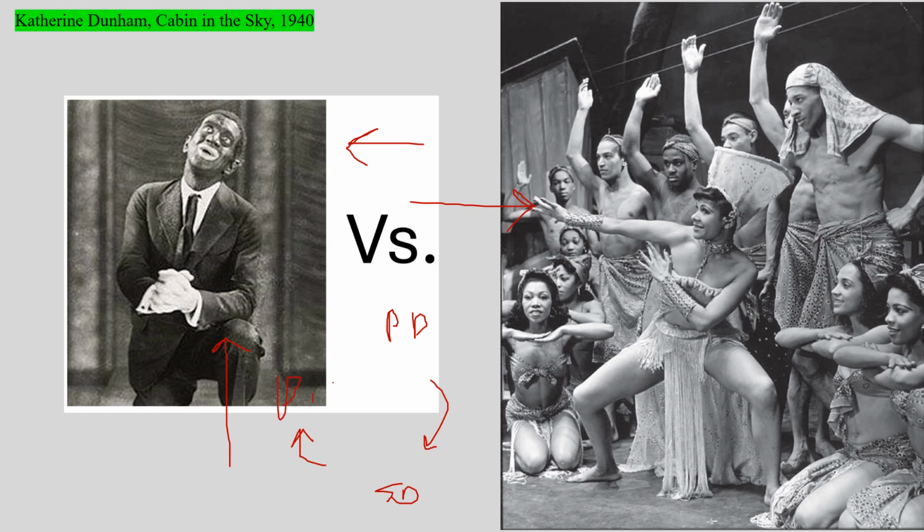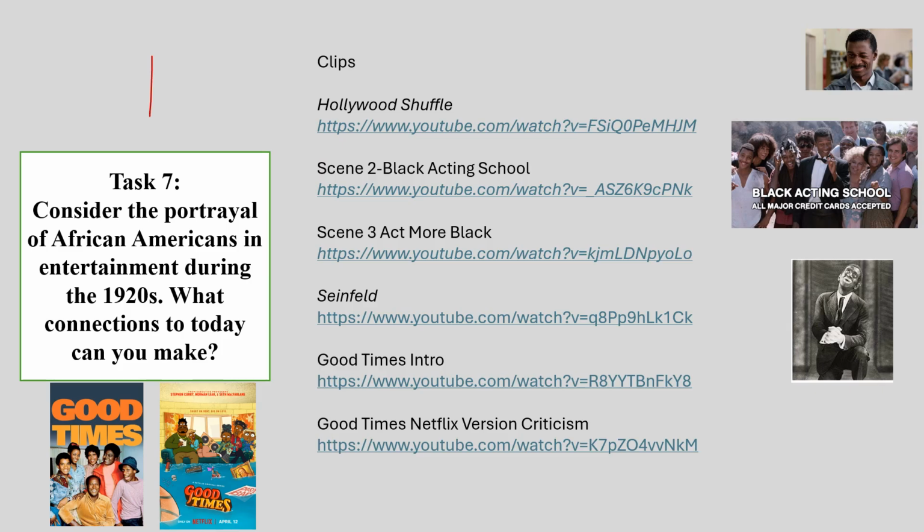belief in inferiority. For Task 7, we're going to make a connection between present day issues, negative portrayal of African Americans, in comparison to the issues that are outlined in this slideshow with regard to some of the images from the Harlem Renaissance, as well as the negative portrayal of African Americans. So we're going to be looking at a couple of clips here.